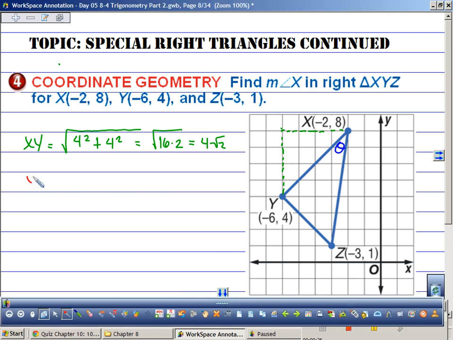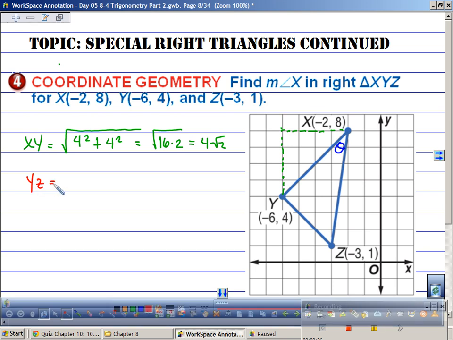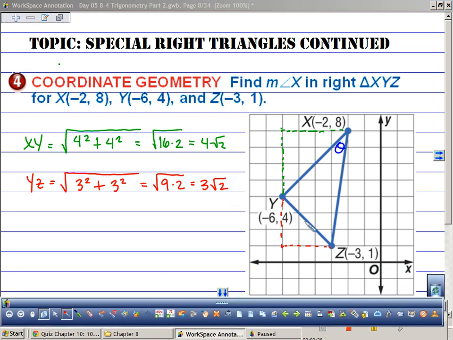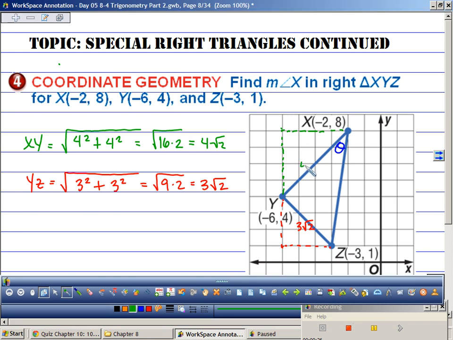All right, let's find YZ. How far do I have to go to get from 4 to 1? Down 3. And how far do I have to go over? 3. Isn't this 2 9s, which is 3√2? I should be labeling this. This is 3√2. This is 4√2.